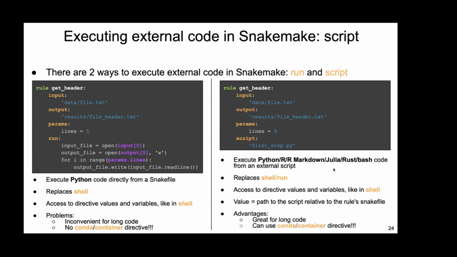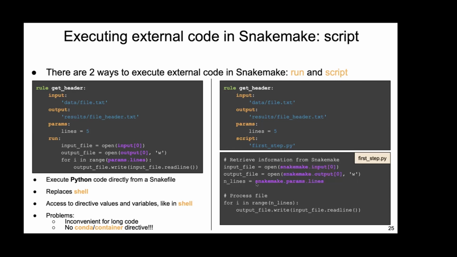The advantages of that are, of course, that if we have a long code, now it's sitting in a different script, which makes it nicer because conceptually we will say, okay, this rule executes this script. And if you want to know better what that script is doing, you just go into the script. But once again, more important is that then we can actually use the Conda and container directives, which are extremely important for the reproducibility part, of course.